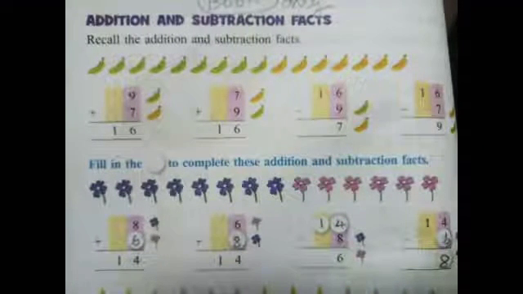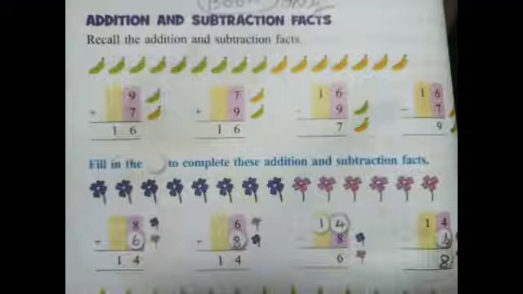Next one is on page number 46. We have addition and subtraction facts. So this also we are going to do in the book itself, children. Recall the addition and the subtraction facts. We already know the addition fact and the subtraction fact. Now we are going to recall them using the pictures given here. So look at the picture. 9 plus 7 equal to 16 is given. So 7 plus 9 is also 16. We read the addition fact.